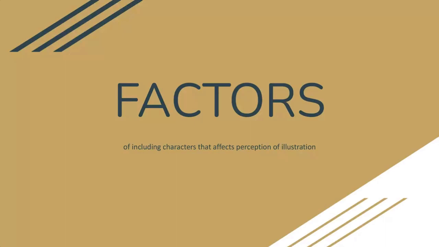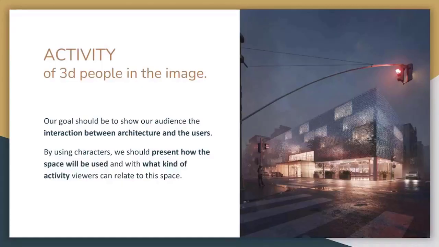So let's talk about factors of including characters that affect perception of illustration. First one is activity. Nowadays, visualizations are more about community-focused improvements, the new opportunity the audience can discover in the project. For this reason, our goal should be to show our audience the interaction between architecture and the users. So by using characters, we should present how the space will be used and with what kind of activity viewers can relate to this space.